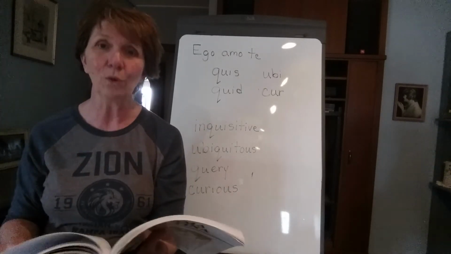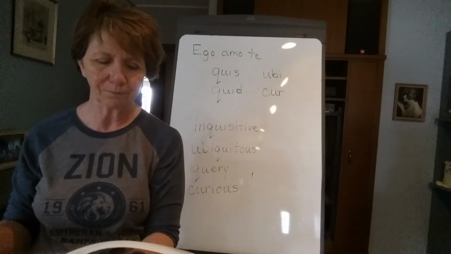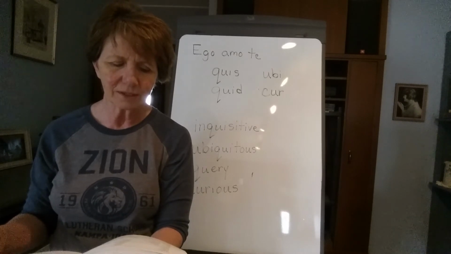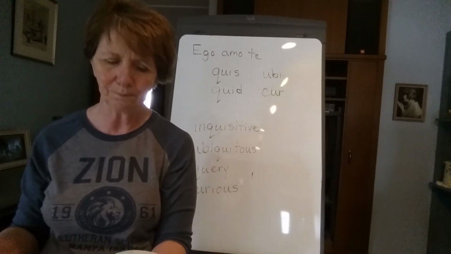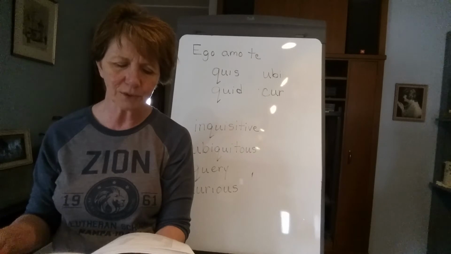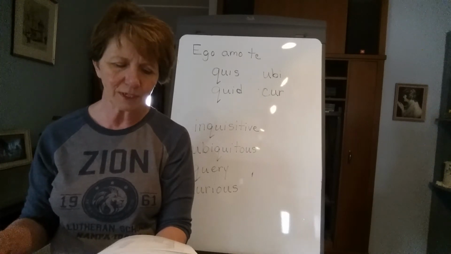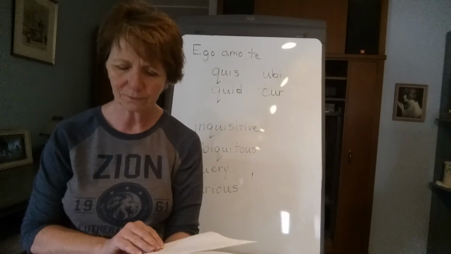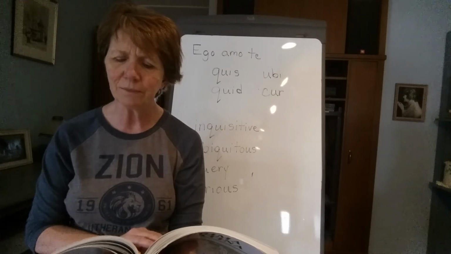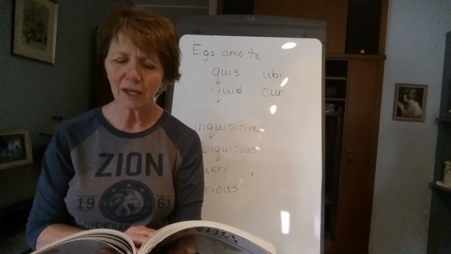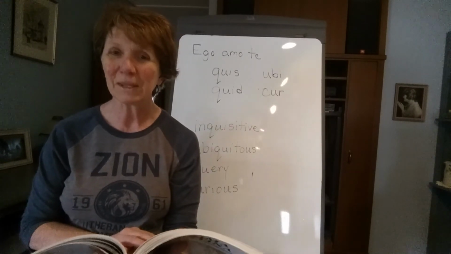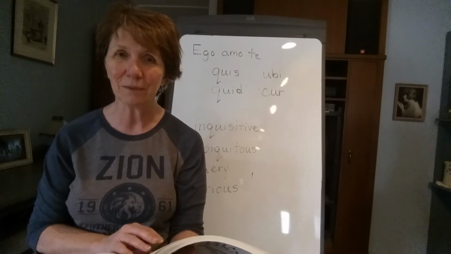So we're going to go through the whole part of the Lord's Prayer that we know. Pater noster, qui es in caelis, sanctificetur nomen tuum. Adveniat regnum tuum, fiat voluntas tua, sicut in caelo et in terra. Panem nostrum quotidianum da nobis hodie, et dimite nobis debita nostra. Keep practicing those. We hope to have the Lord's Prayer memorized by the end of the year.